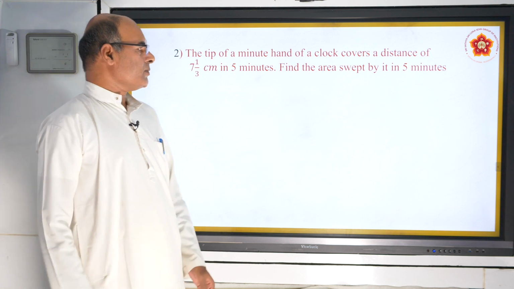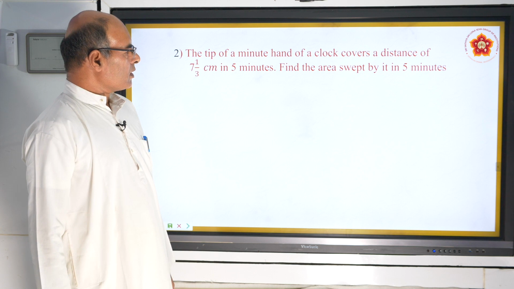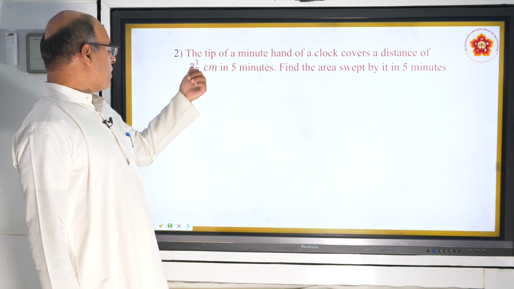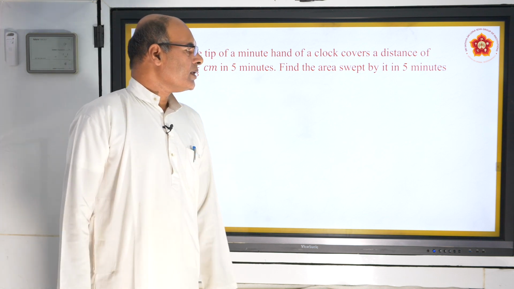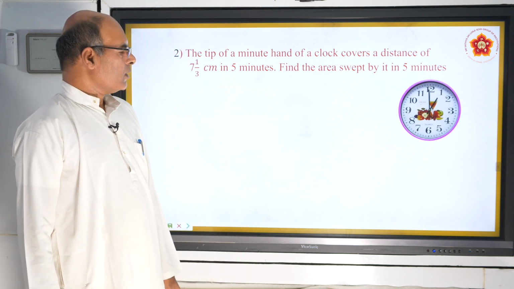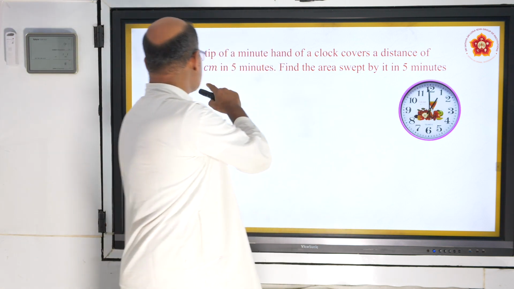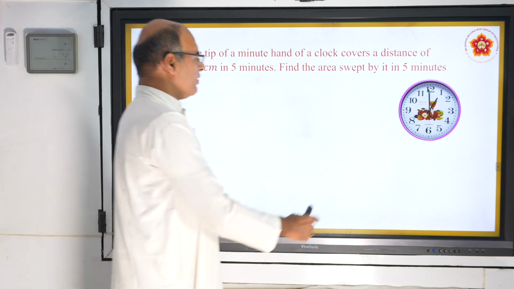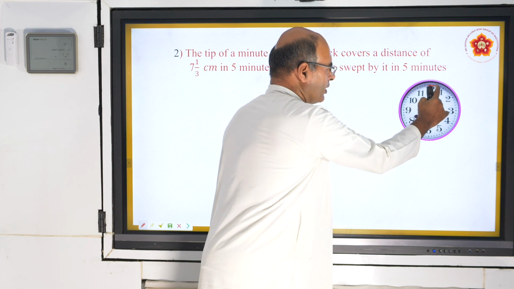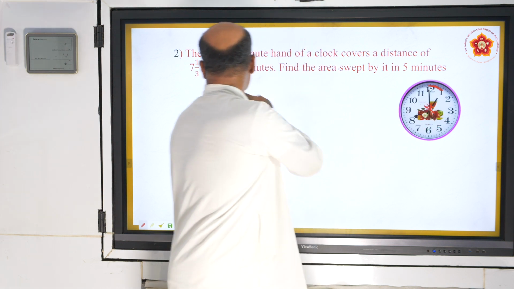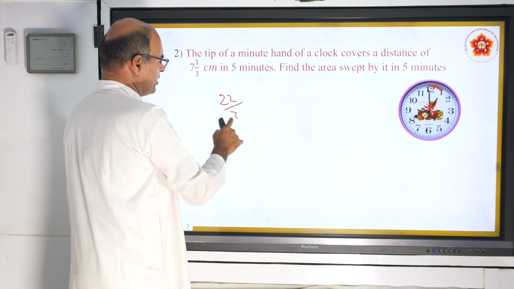Let us go to another question. The tip of the minute hand of a clock covers a distance of 7 1/3 centimeter in 5 minutes. Find the area swept by it in 5 minutes. So here is a clock, and the tip of the minute hand covers a distance of 7 1/3 centimeter in 5 minutes. When the minute hand comes here, the distance covered is 7 1/3 centimeter, that is 22 by 3 centimeter.